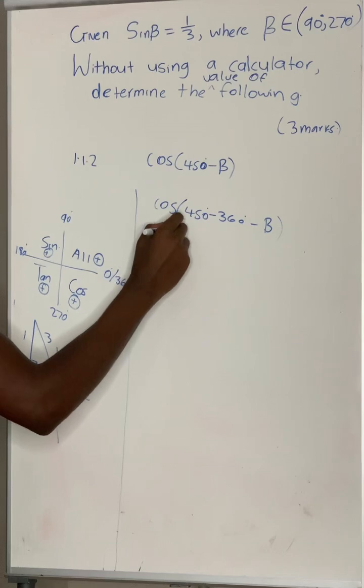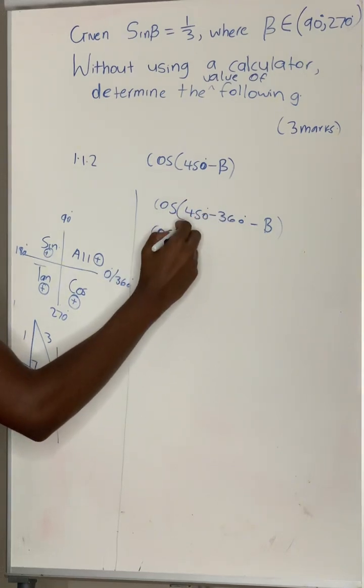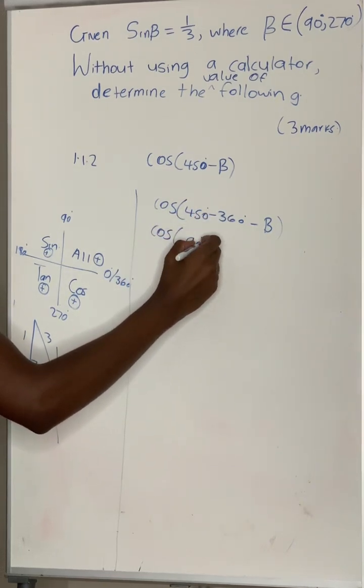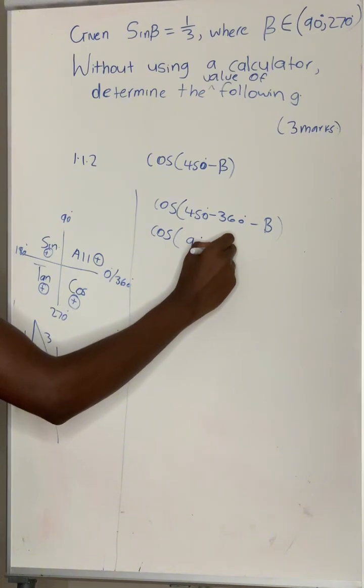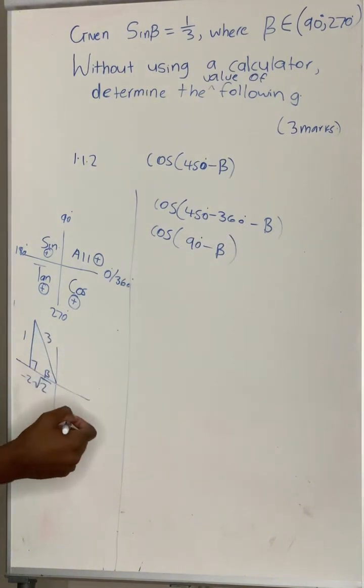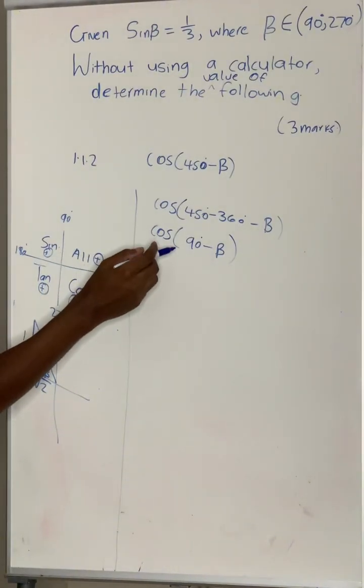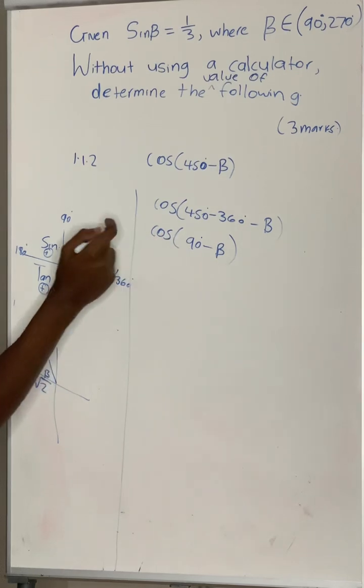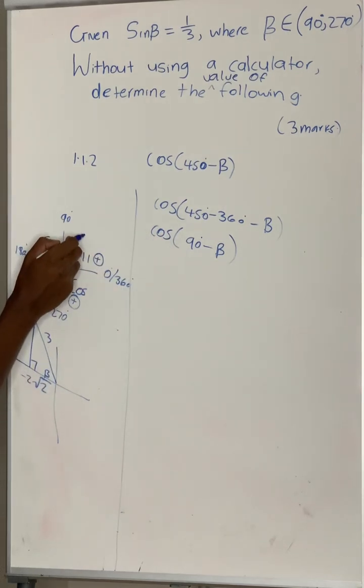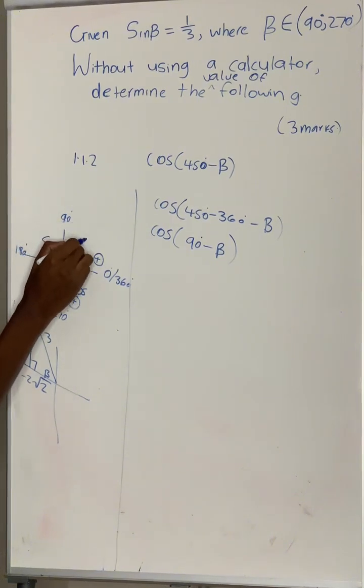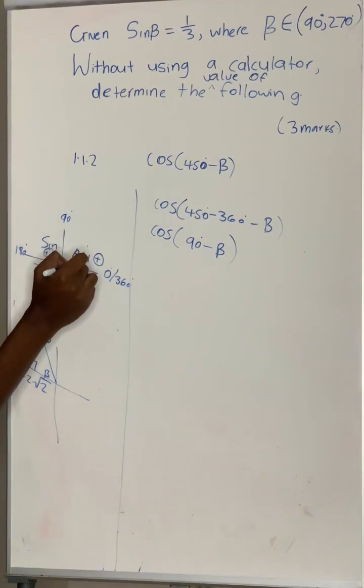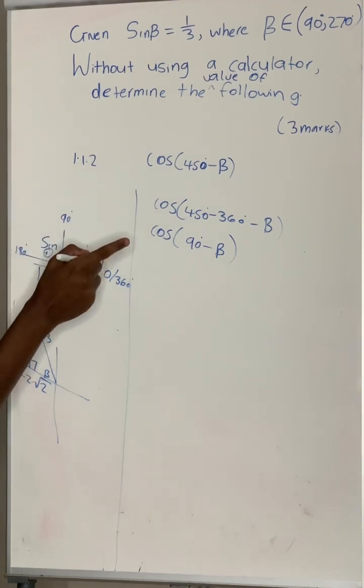Okay, so this is going to be cos of 450 minus 360, that is 90, minus beta. Okay, you close the brackets. Now we have a much simpler compound angle. So 90 minus beta lies in the first quadrant. Okay, look at this properly. 90, you subtract beta, you land in the first quadrant. And all trig ratios are positive in the first quadrant.